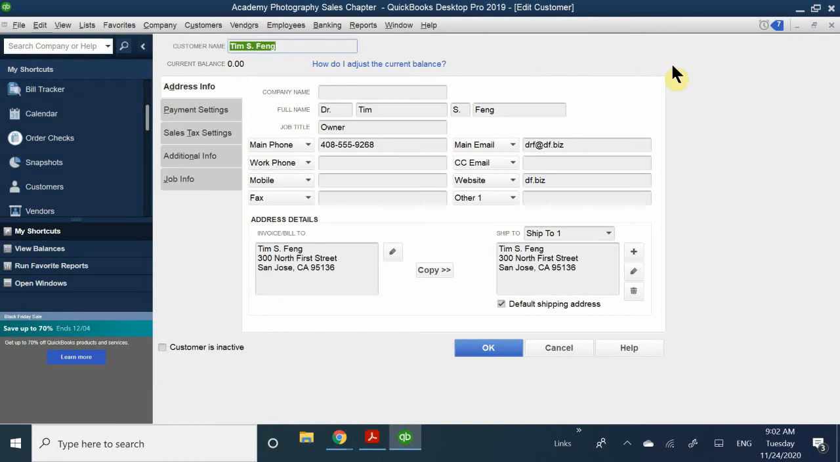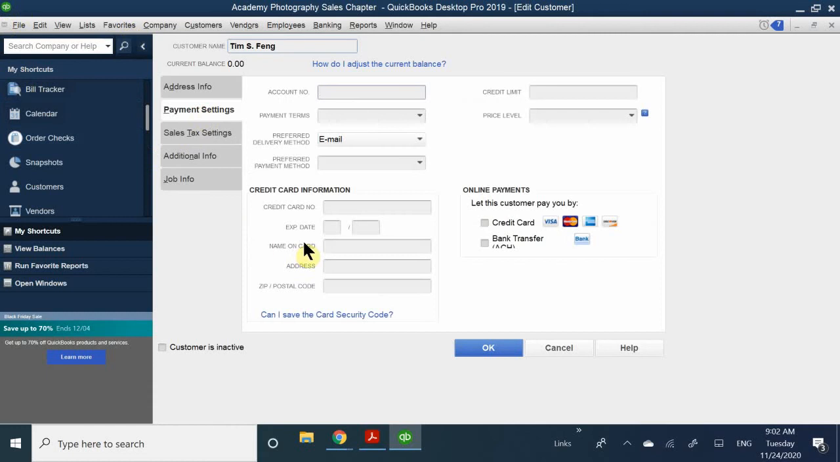So oftentimes why you would edit this is in case this Tim Fang decides to move, right? Or his phone number has changed. Other things could be his credit card expired, so he has to give you his new credit card information, okay? So again, now that we completed the very first general piece of information, next one is going to be payment options.